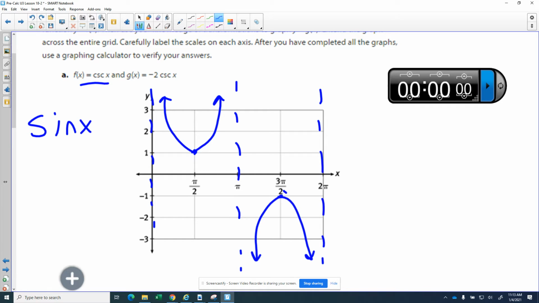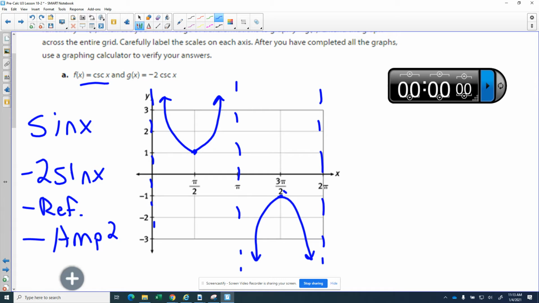Now, understand, truthfully, how we're actually going to affect this graph based off the transformations given is almost the same way we would affect a sine graph. If I was given a -2 sine of x, this would be both a reflection and an amplitude of 2, which would really just affect my max and my min. Well, the same way that this is affected, your cosecant graph is also going to be affected. If this is the original cosecant right now, -2 cosecant of x would just be affected the same way as a sine would.